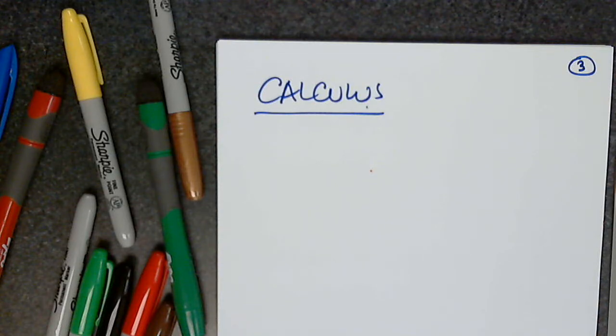So to begin, the word calculus is Latin and means small stone or pebble. Calculus is the mathematical study of change. It focuses on instant rate of change and accumulation. There are two branches or two main topics of calculus.